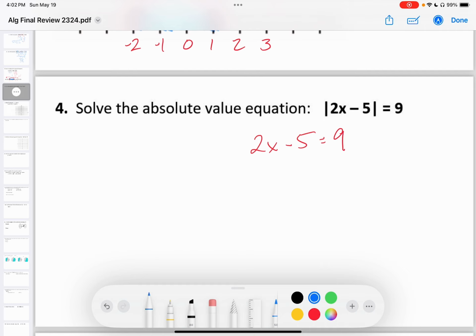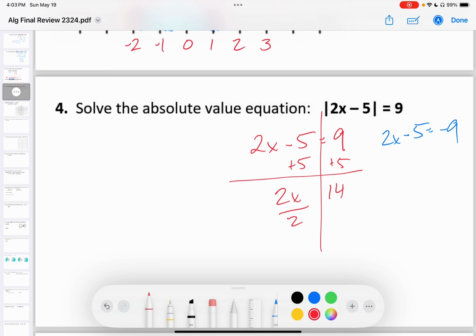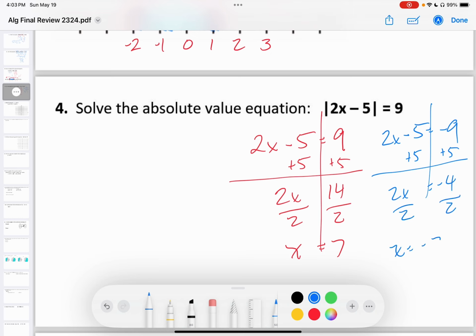We also will solve 2x minus 5 equals -9. So we're just going to solve both of these. We're going to add 5 to both sides. 2x equals 14. Divide by 2, divide by 2. And x equals 7. We're going to do that over here. Add 5 to both sides. 2x equals -4. Divide by 2, divide by 2.